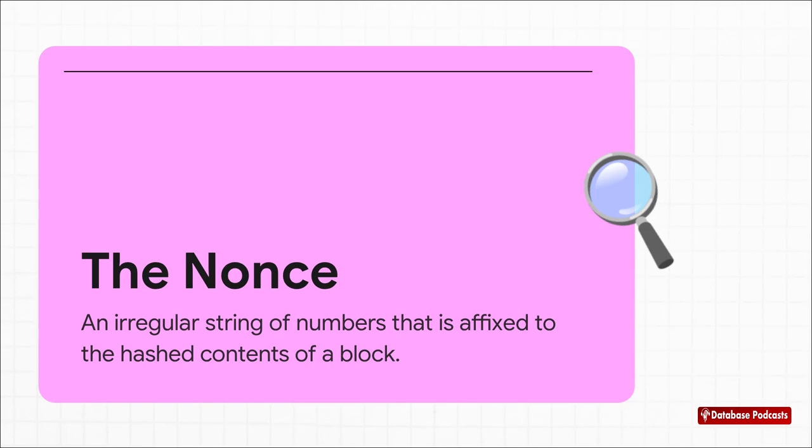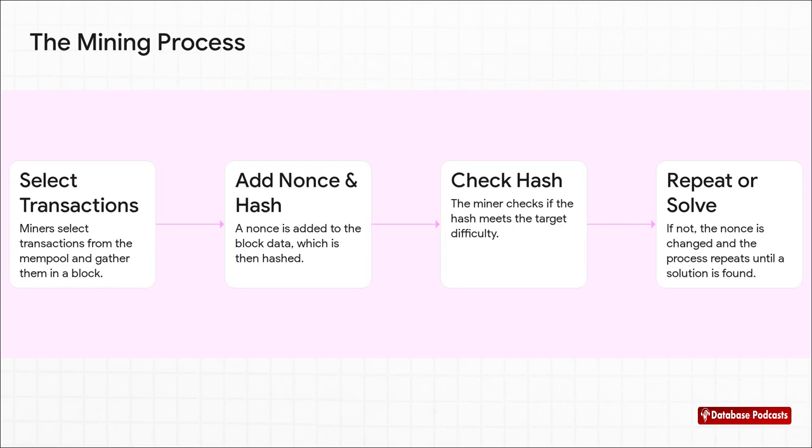So what is this puzzle? Well, miners have to find a hash for their block of transactions that starts with a certain number of leading zeros. The only way they can change the hash is by changing the input data. And the one piece of data they're allowed to change is this little arbitrary number called a nonce, which just stands for number used once. And this whole process is what we call proof of work.